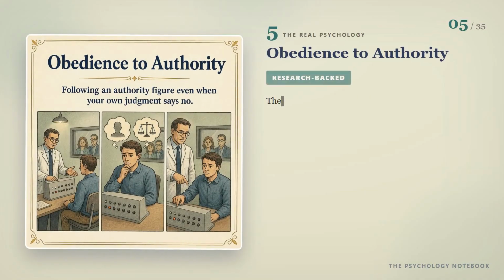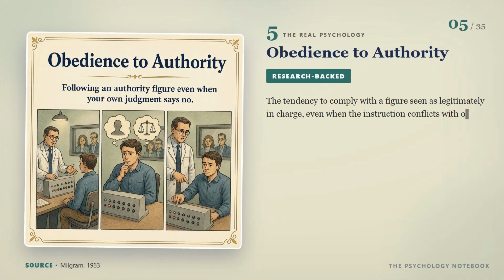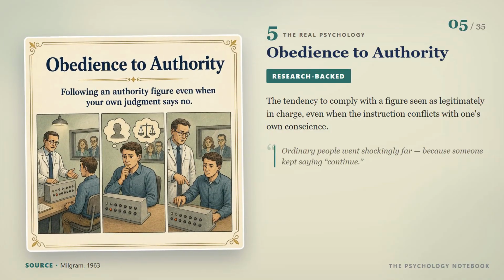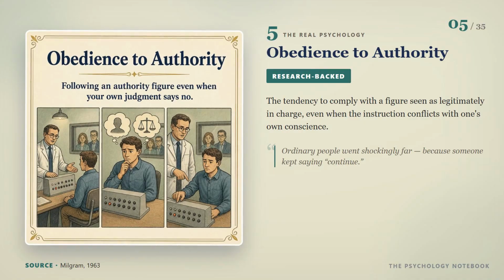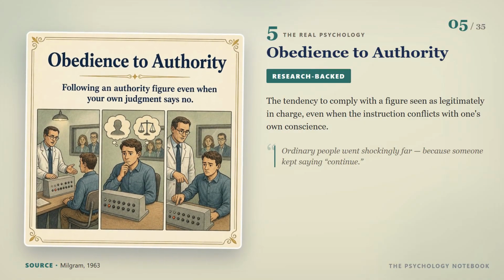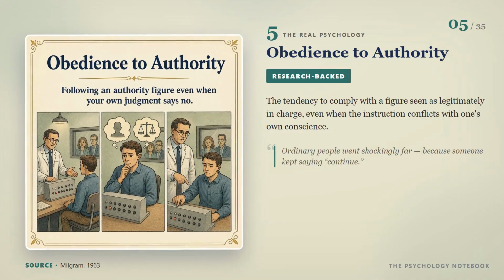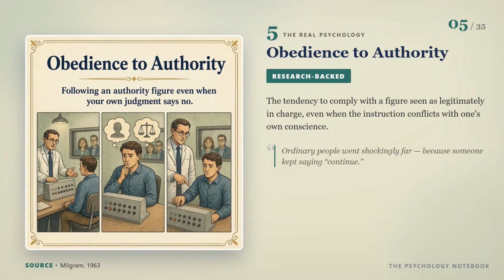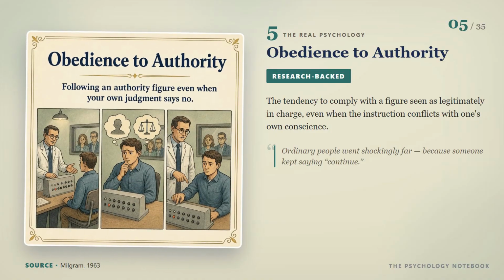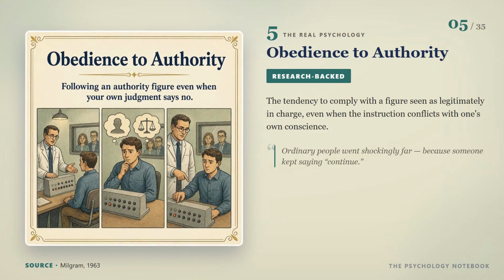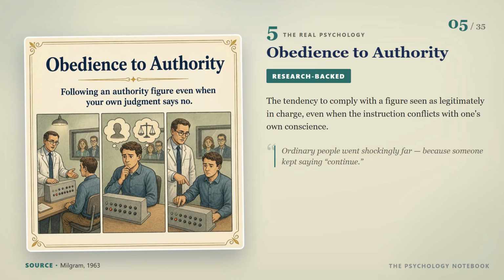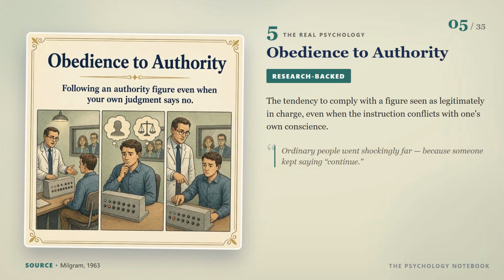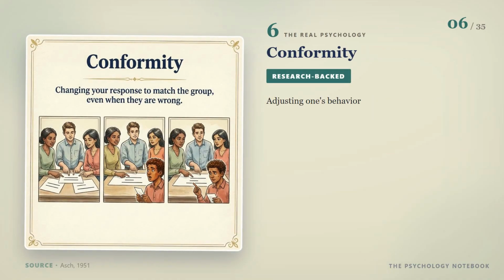5. Obedience to authority. Number 5 is obedience to authority. This is the pressure we can feel to follow someone who appears to have legitimate power, even when their instructions conflict with our judgment. You may know something feels wrong, but the person has a title, a uniform, or some other sign of authority. Milgram's experiments showed how far people could be pushed when an authority figure calmly continued telling them to proceed. 6. Conformity.